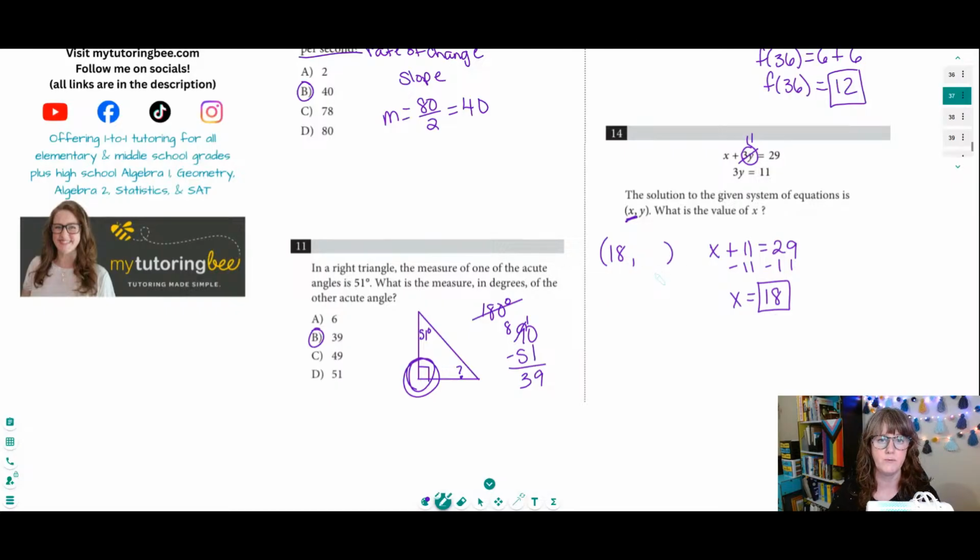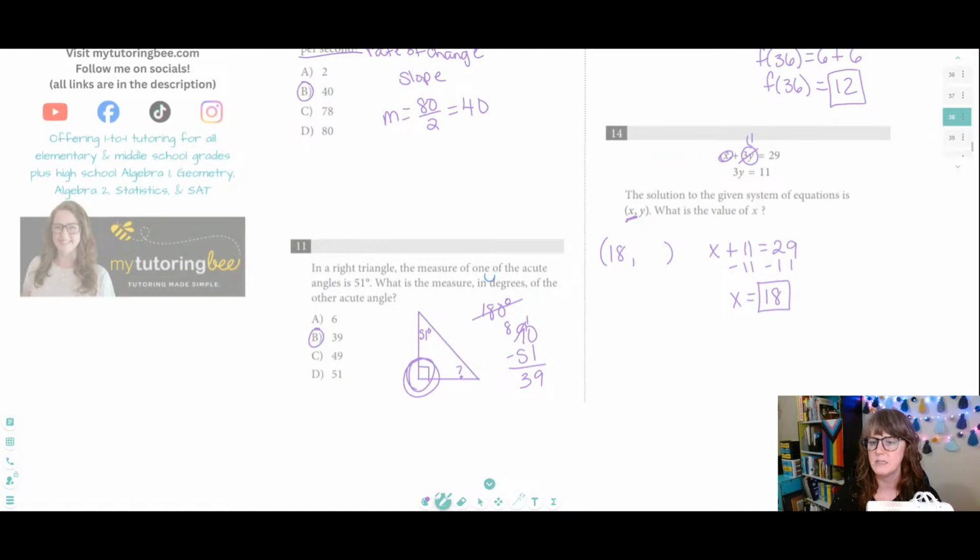If we needed to find the whole solution, we would then take that 18 and plug it back into one of these equations and solve for y. Well, not one of the, it would only be the top equation that we could use because this one doesn't have an x at all. But this top equation, we would substitute in this x for 18 and then solve for y. But we don't really have to do that. They're just asking for the value of x.